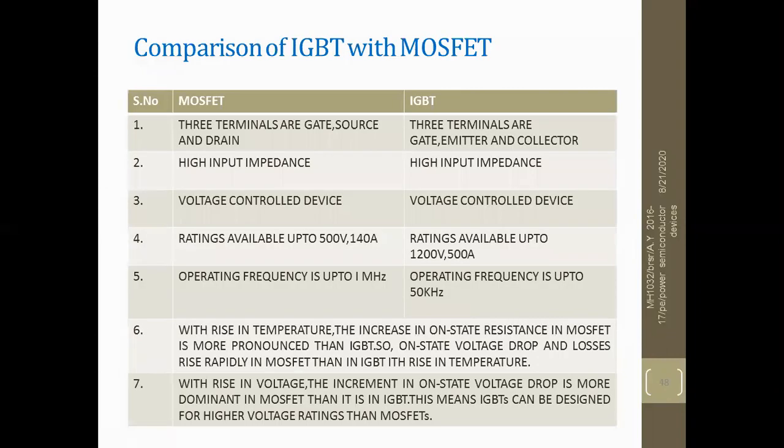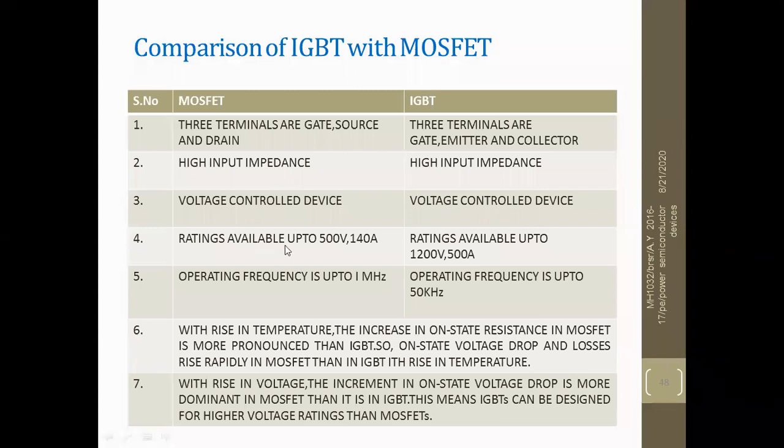And what about the comparison between MOSFETs and IGBTs? The MOSFET has three terminals: gate, source, and drain. The IGBT also has three terminals: gate, emitter, and collector. Both have very high input impedance. The MOSFET is a voltage control device, and the IGBT is also a voltage control device.